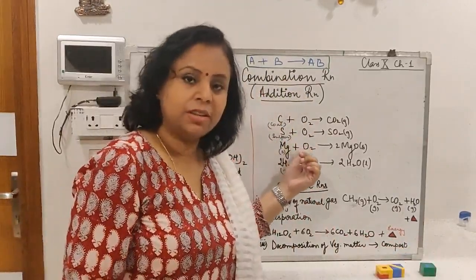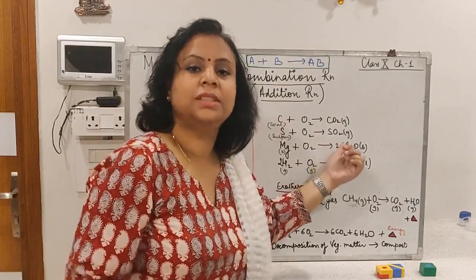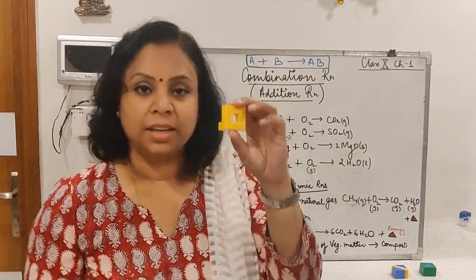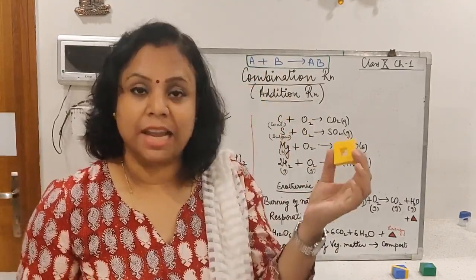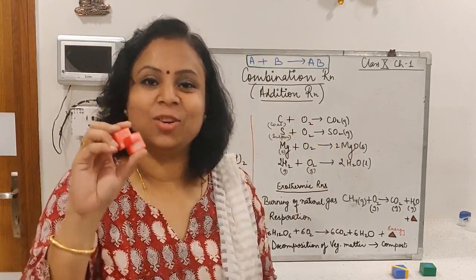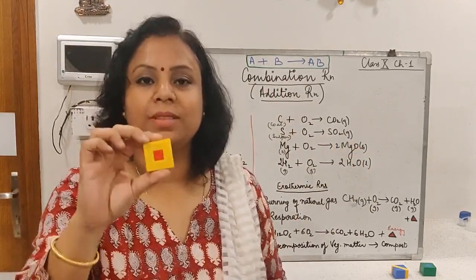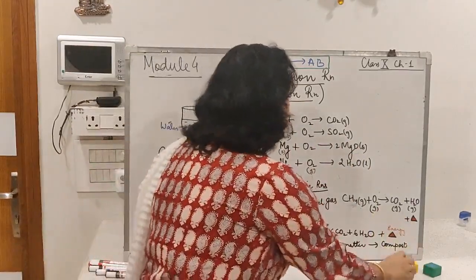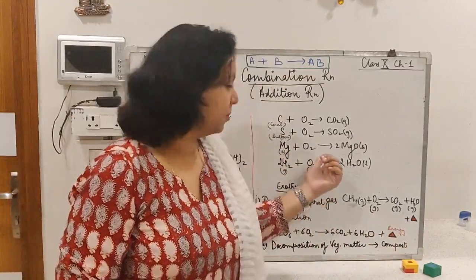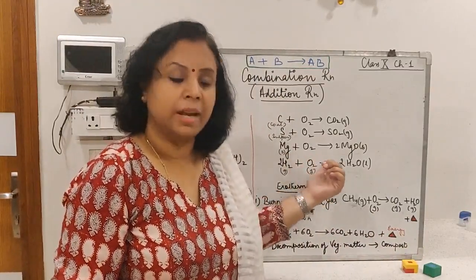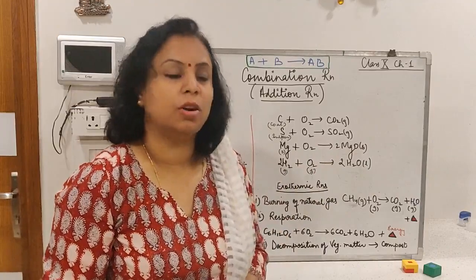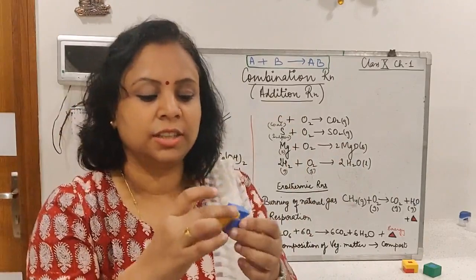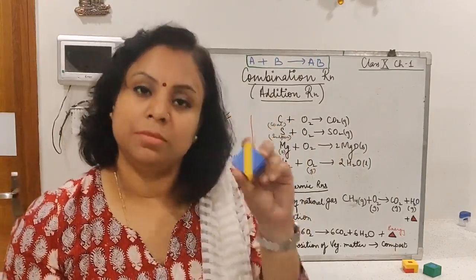Similarly, sulfur plus oxygen forms sulfur dioxide. This is my sulfur. Sulfur is yellow in color, you will remember this. And this is oxygen. They combine to form one product, that is sulfur dioxide. Similarly, magnesium ribbon, when it burns in the presence of oxygen, forms magnesium oxide. This is magnesium, this is oxygen, it burns to form magnesium oxide.